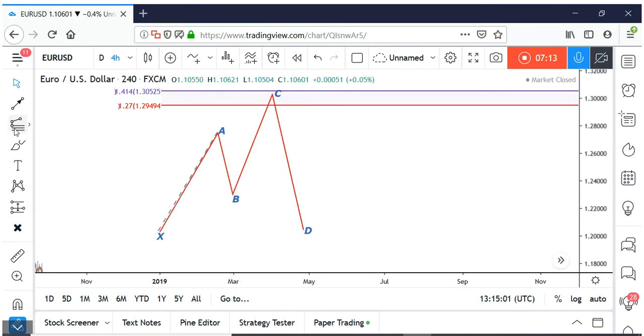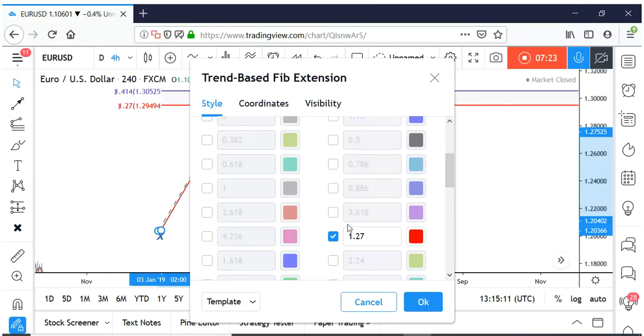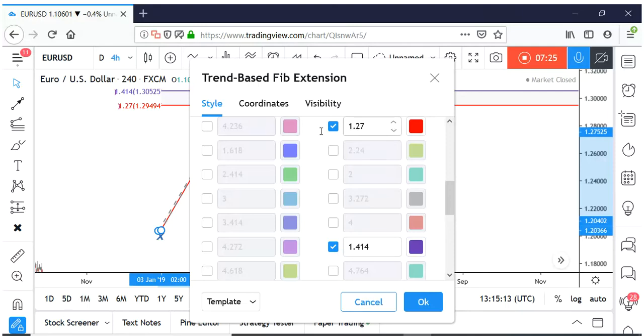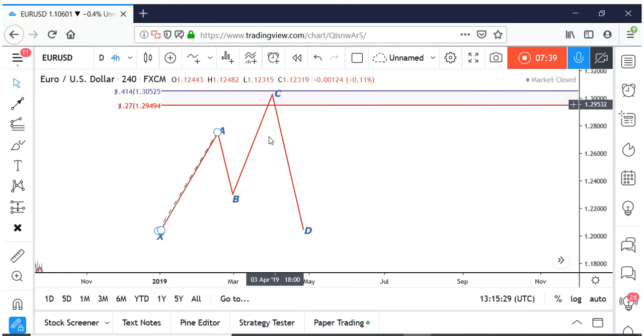All right, so to fix this extension, all you need to do is double click that, so this is where you get your numbers. It's easy, it's not difficult, the numbers are there for you already. All you need to do is to tick the ones that you need. For the extensions, I only need 1.27 and 1.414. So this is my C leg.